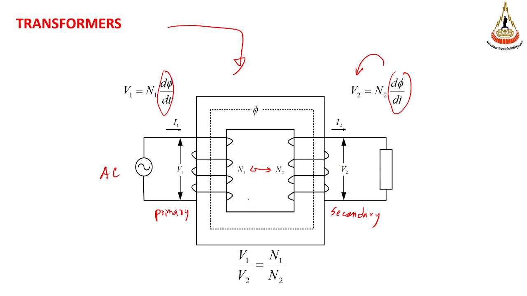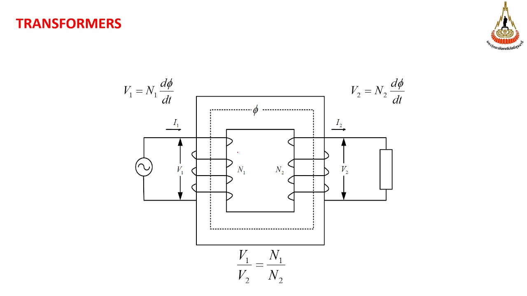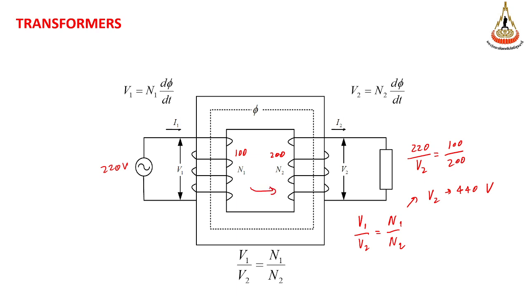For example, if N1 is 100 and N2 is 200, and we apply V1 of 220 volts, what happens on this side? V1 divided by V2 equals N1 divided by N2, so 220 divided by V2 equals 100 divided by 200. Then we get V2 as 440 volts. This is a step up transformer.